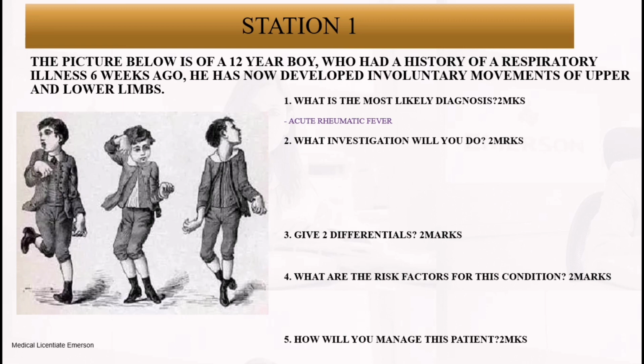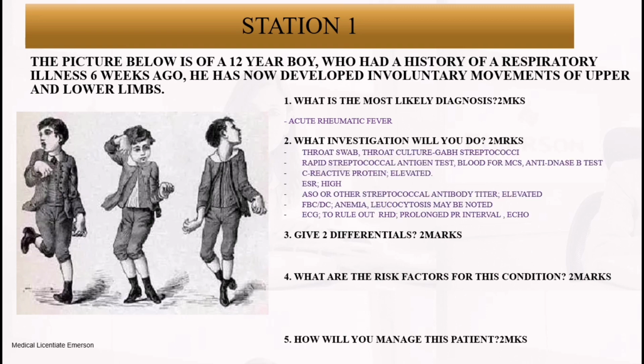So it's not this, but this feature is Huntington's chorea, but it's not the most likely diagnosis because from what the child has displayed, he had respiratory illness, so that's typical for acute rheumatic fever, and the St. Vitus dance or Sydenham's chorea is one of the major criteria for diagnosis of acute rheumatic fever. So that's the most likely diagnosis. So let's move on to question 2.